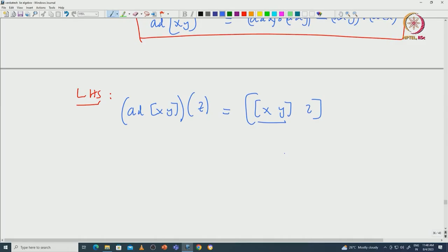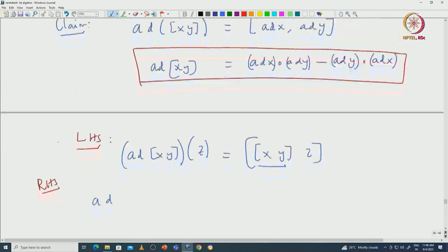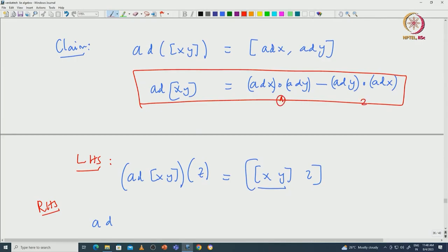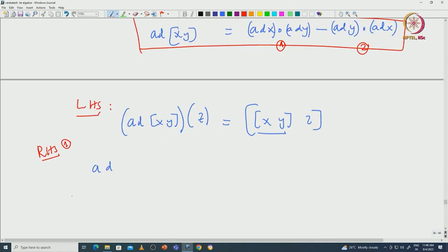So now what is on the right hand side? The first equation, let us say this is 1 and this is 2. Then right hand side 1 is nothing but ad x composition ad y applied on z. If you reveal it, first you are applying the ad y map, so you get bracket y z, and then you have to compose it with ad x, so then you apply x.